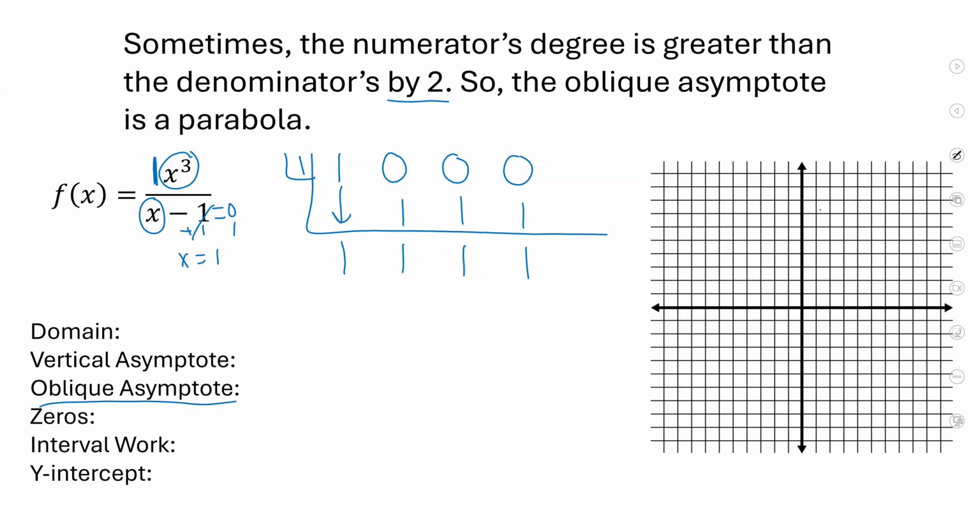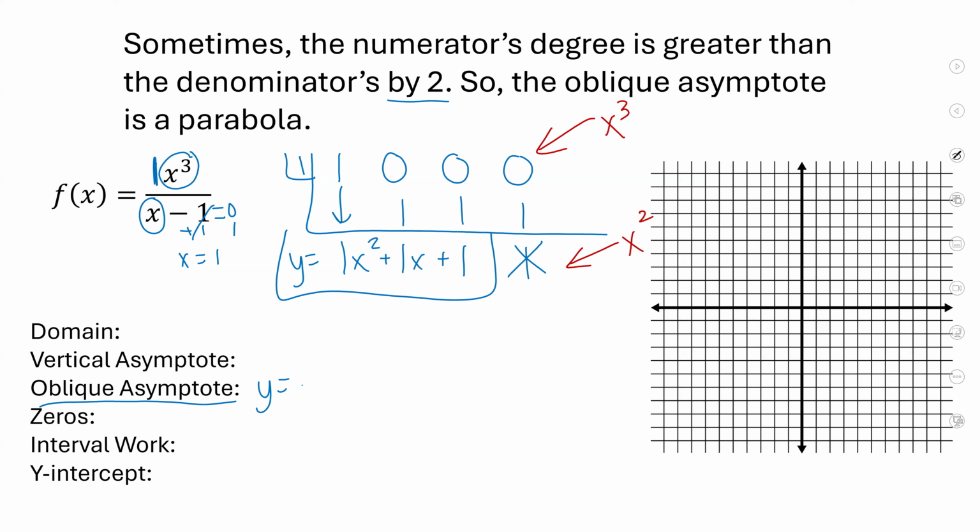Okay, so guys, remember, we started off with x cubed. Now my answer is a quadratic, x squared. So that means my oblique asymptote is y equals 1x squared plus 1x plus 1. That's just extra. So my oblique asymptote is y equals x squared plus x plus 1. It will look something like this.